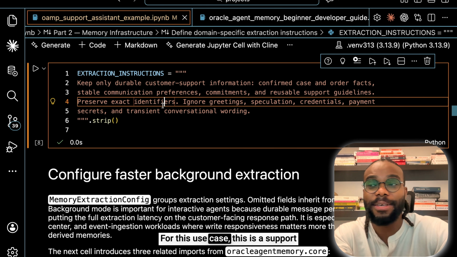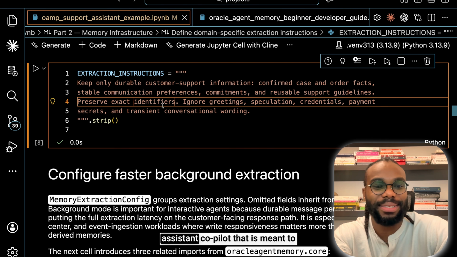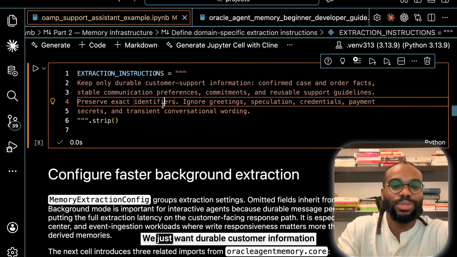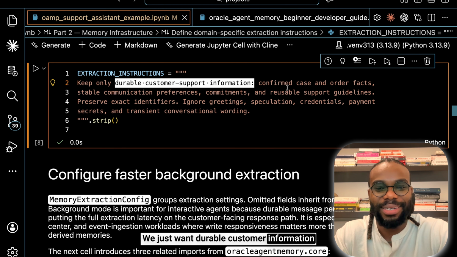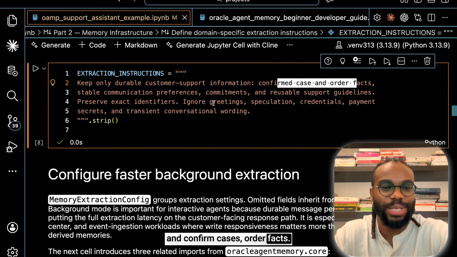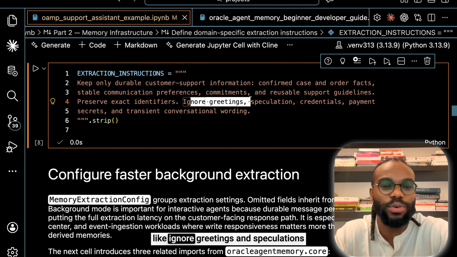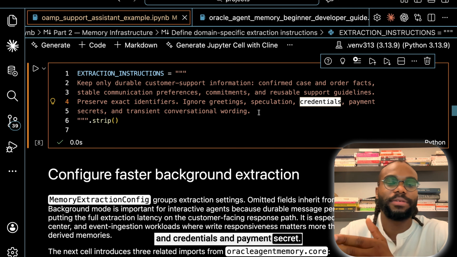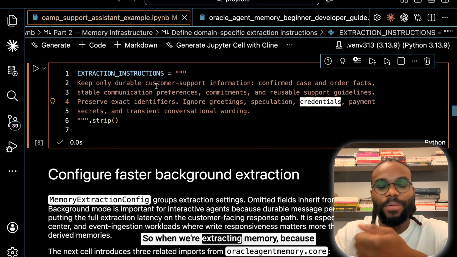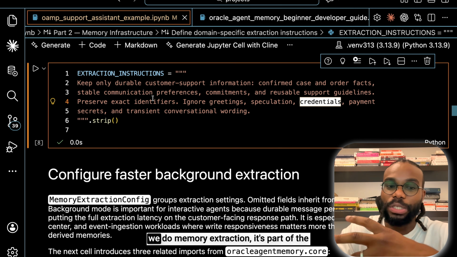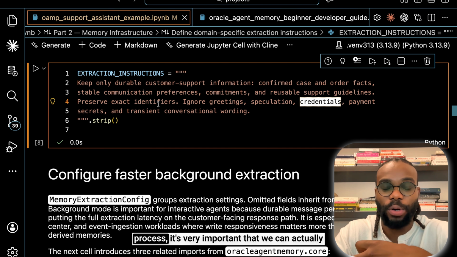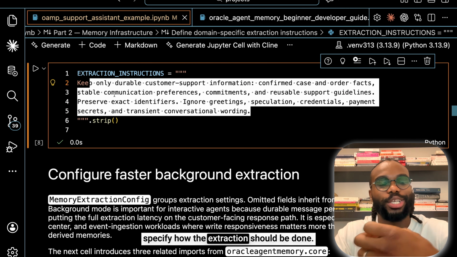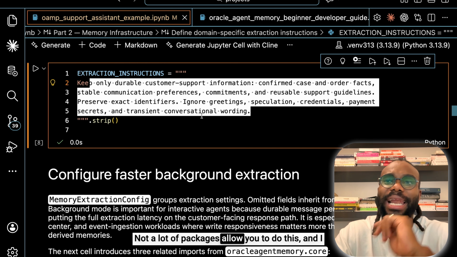For this use case, this is a support assistant copilot that is meant to operate in an e-commerce store. We just want durable customer information and confirmed case and order facts. We don't want to store everything, so ignore greetings, speculation, credentials, and payment secrets. We don't care about those things. Because we do memory extraction as part of the process, it's very important that we can specify how the extraction should be done. Not a lot of packages allow you to do this.